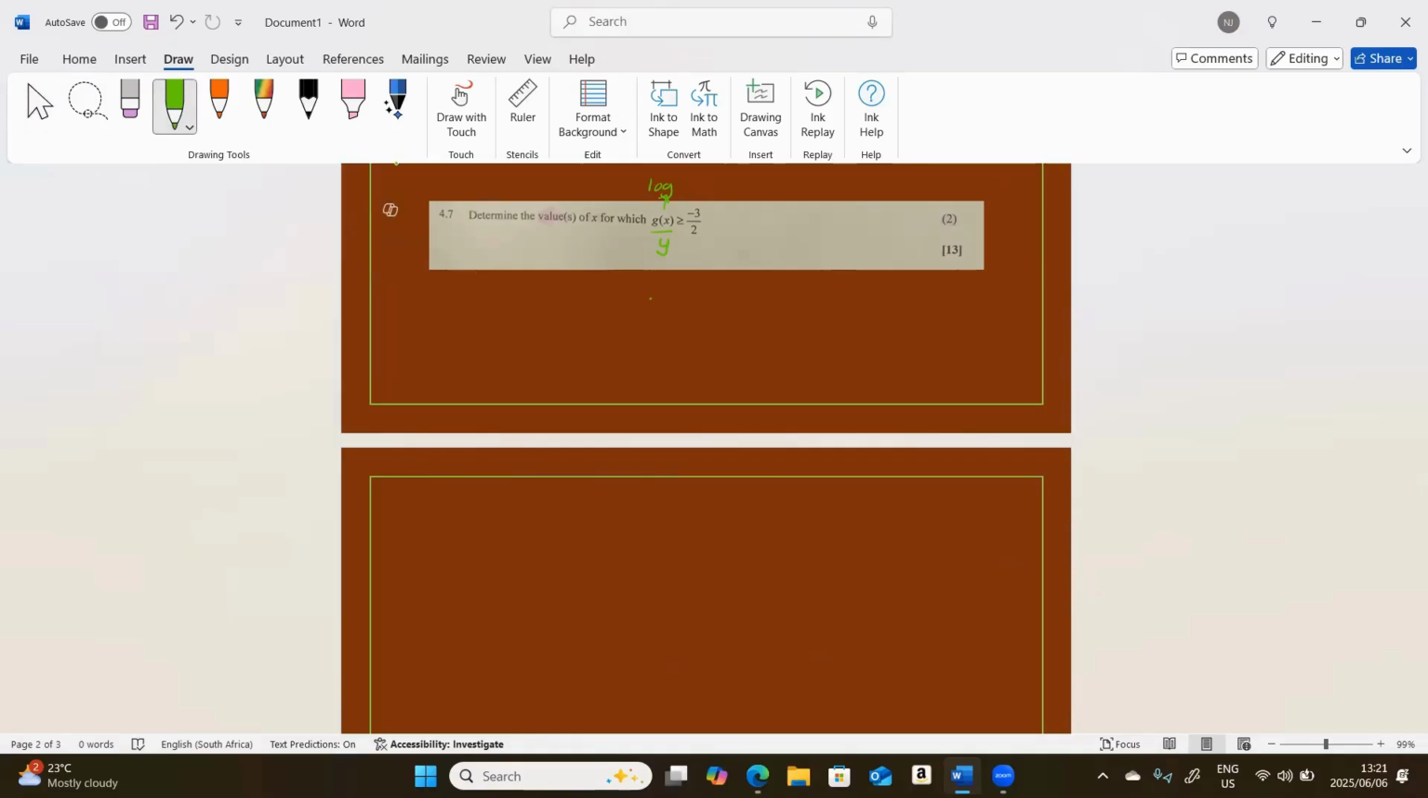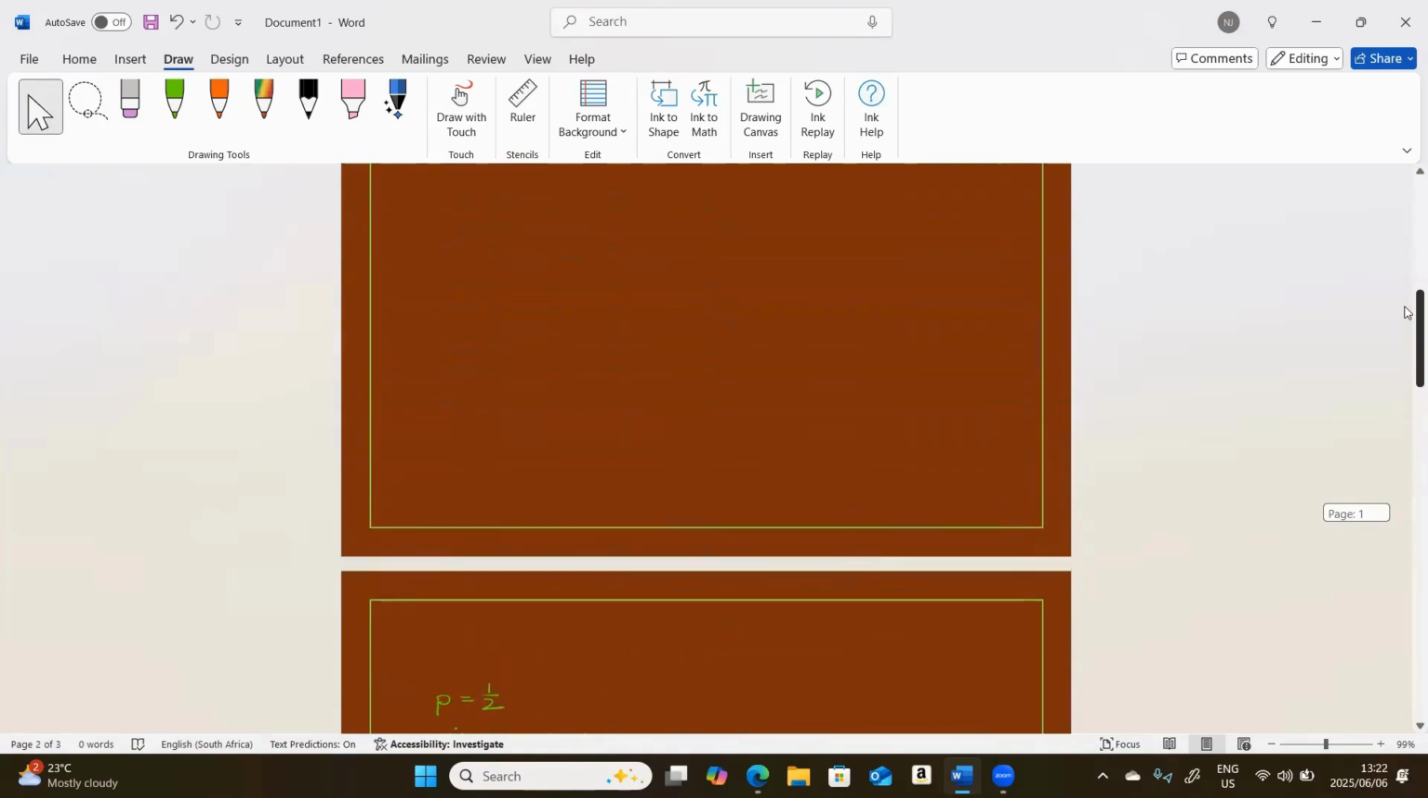Guys, -3/2, you can actually just write it simpler for yourself. It is what we understand better, it's -1.5. So this is what they are asking: go to your log function and see where your y values are greater than or equal to -1.5, and then where that is the case, give me the x values for those specific y values of your graph. So the first thing we're going to do is indicate on our graph where negative 1.5 lies.